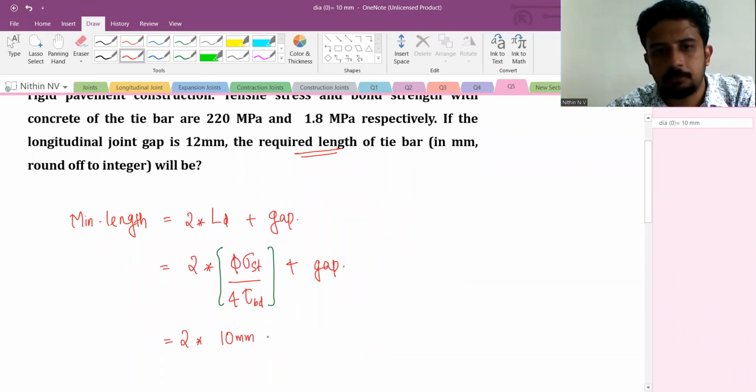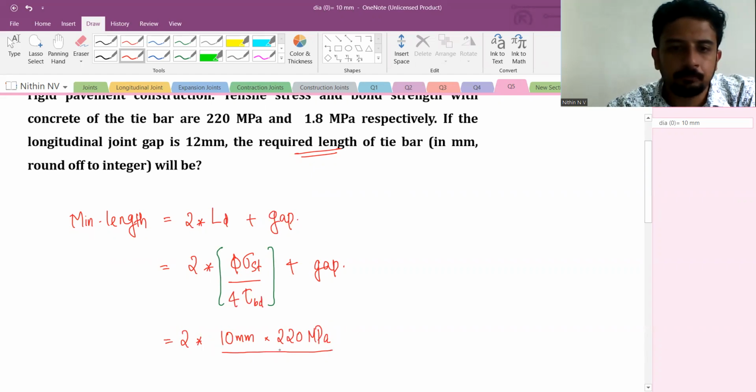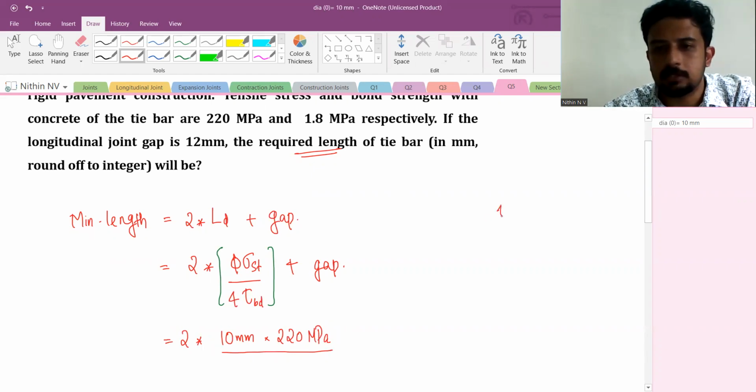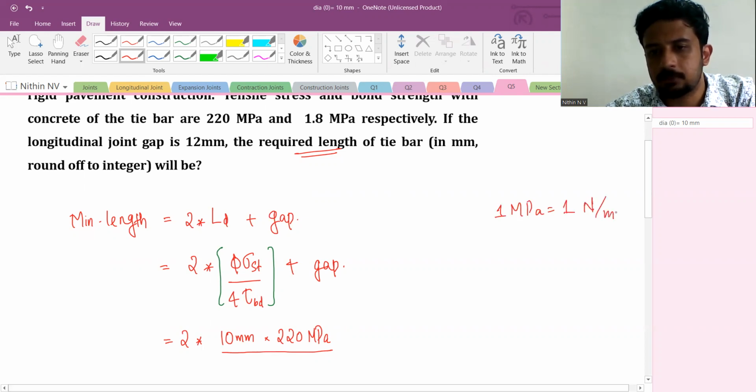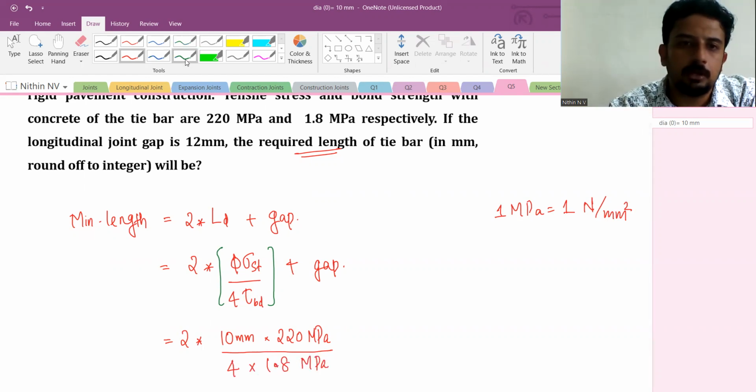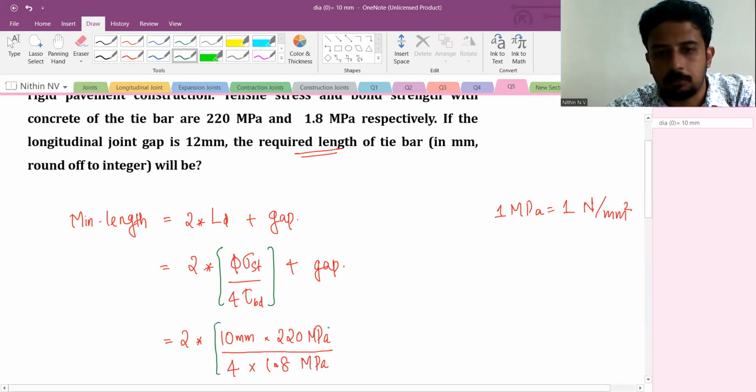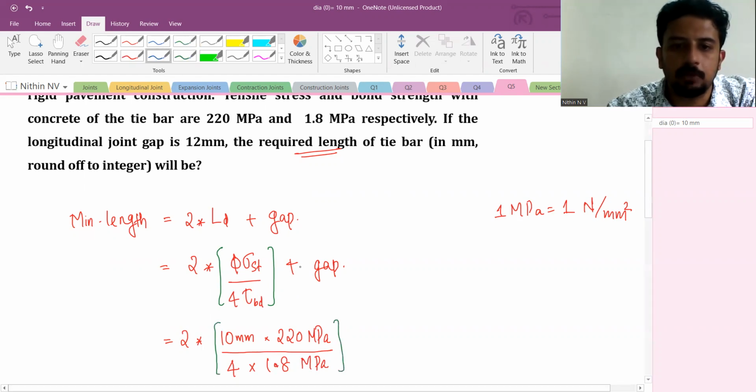Now sigma st is given as 220 megapascal. Unit conversion is to be done, but as of now, let it be there. What is the meaning of megapascal? 1 megapascal means 1 Newton per mm square. So unit conversion we can see later. So 4 into tau bd. Tau bd is how much? 1.8 megapascal. See, now there is no point of unit conversion because sigma st as well as tau bd are both given in megapascal. So this will get cancelled.